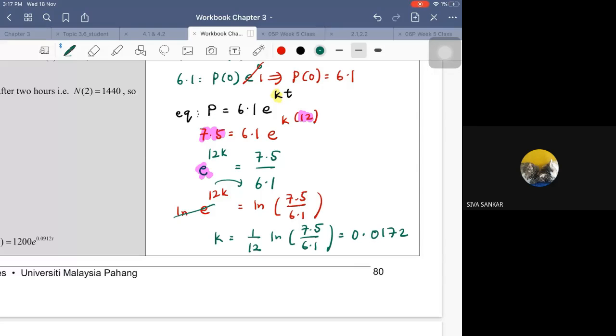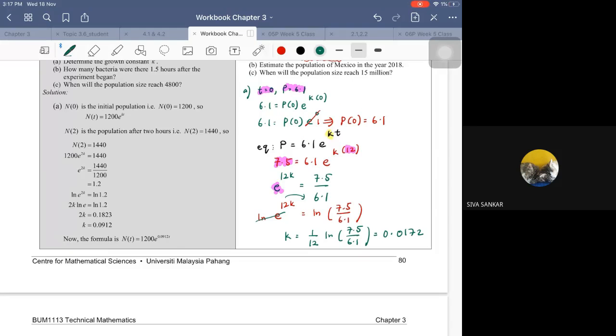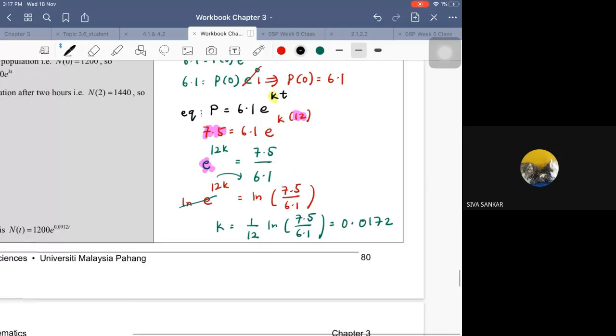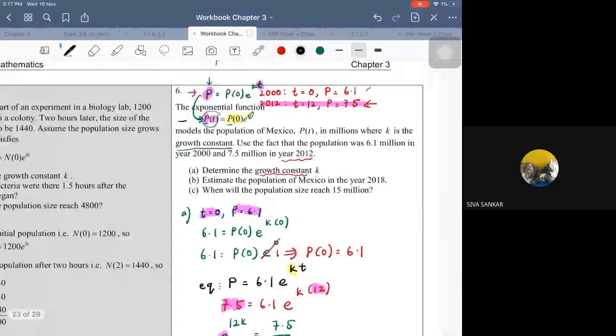Okay, that's right. Thank you, Siva. 0.0172. Okay, that is going to be the value of K. So now that I dah tahu nilai K as well, so I akan update balik my equation. So remember our equation previously that we started with. So this one, so sekarang kita dah tahu apa dia nilai P0 dengan K. So I ganti, what is going to be the value of K?